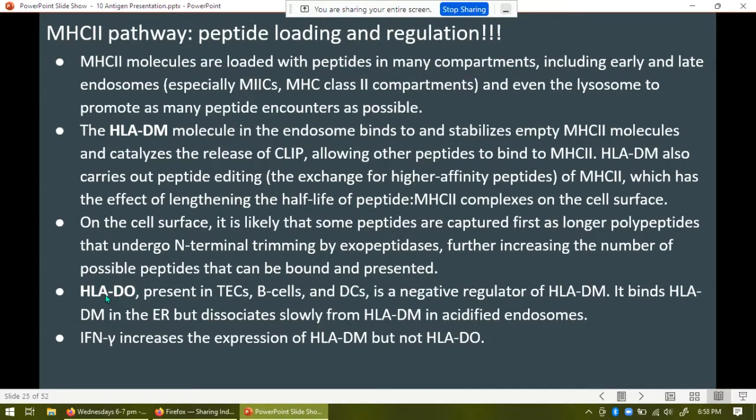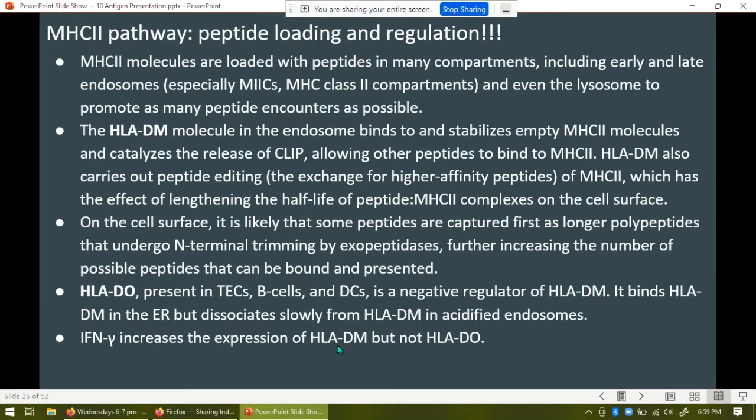There's another protein called HLA-DO, and this one's present in thymic epithelial cells, B cells, and dendritic cells. And that one's a negative regulator of HLA-DM. And what it does is it binds to HLA-DM in the endoplasmic reticulum, but once it's in an acidic environment, it slowly dissociates from HLA-DM. Okay, so this is like a timed release of the protein that allows MHC2 to pick up a peptide. So you get a timed window in which MHC2 can bind to a peptide.